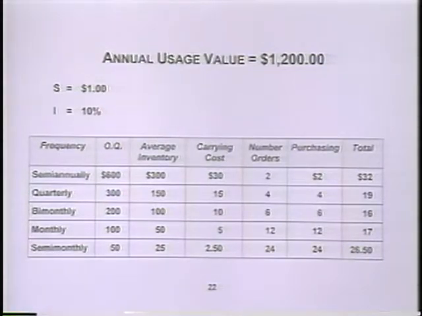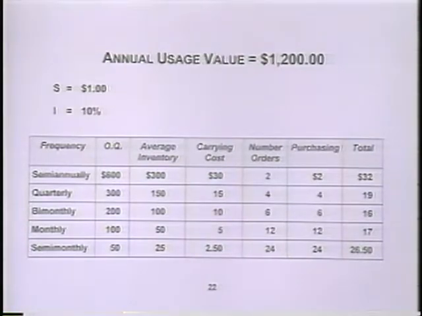Now, the total cost column on the right-hand side is developed by taking the carrying cost column and adding that to the purchase order cost column. So the fourth column from the right added to the second column from the right gives us the total cost.